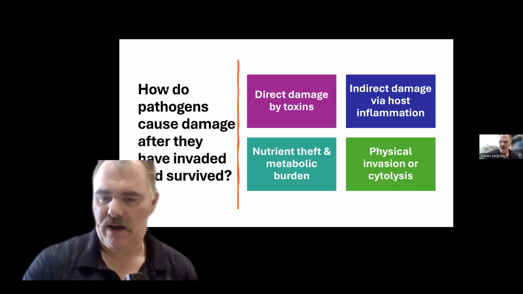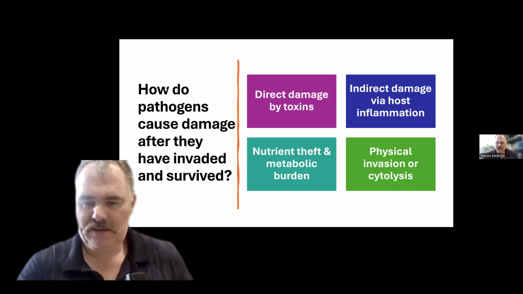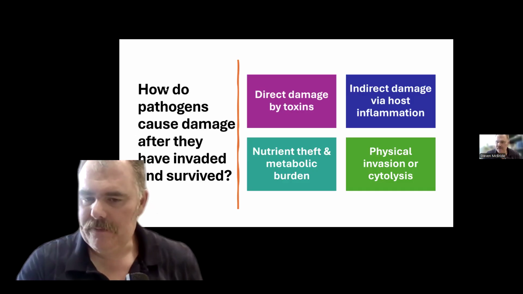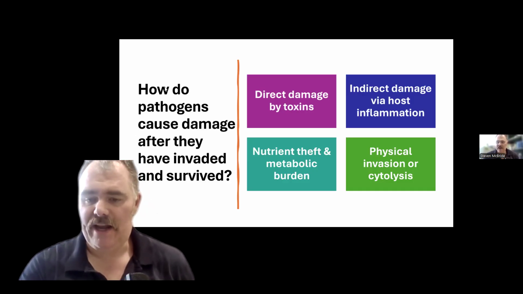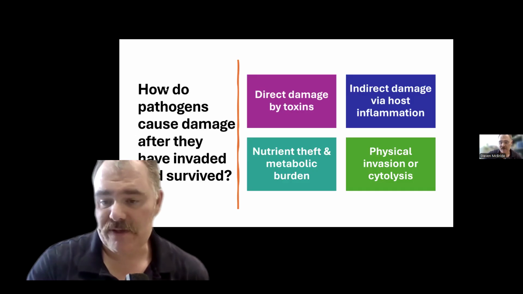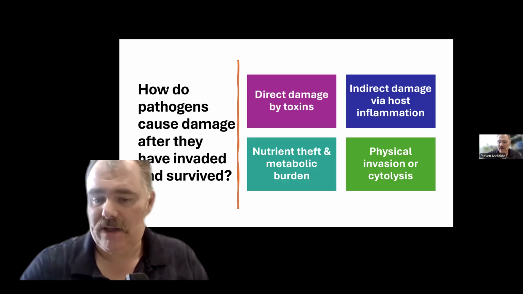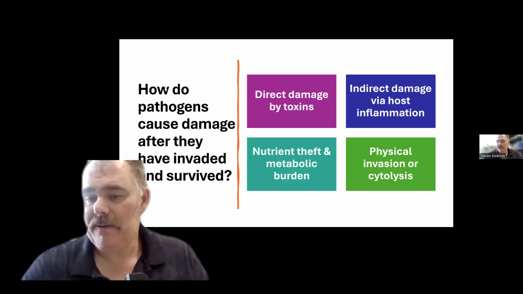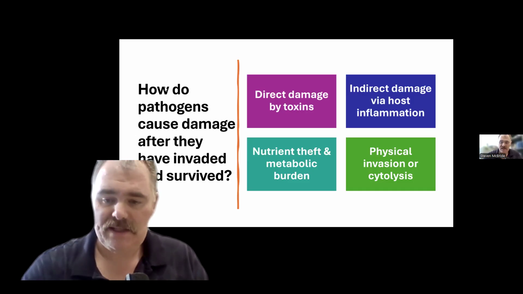Second, pathogens can cause indirect damage by triggering inflammation. In this case, much of the injury actually comes from our own host immune response. The immune system is trying to eliminate the infection, but the inflammatory response can also damage healthy tissues.